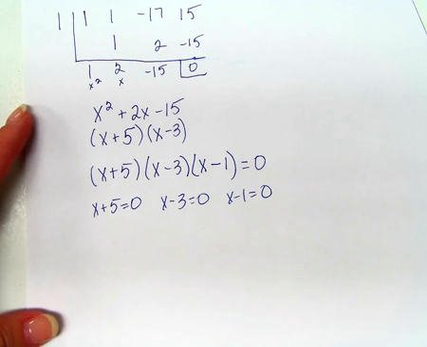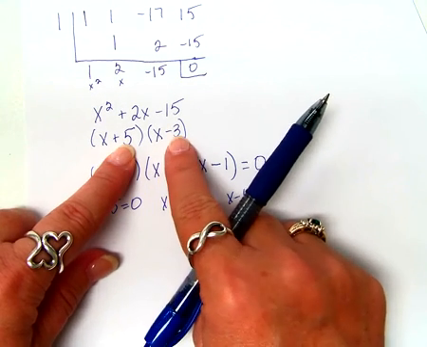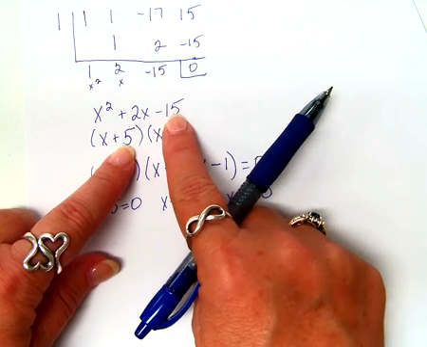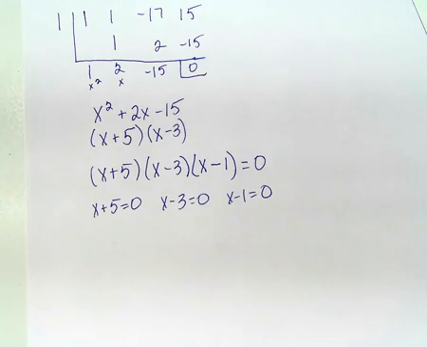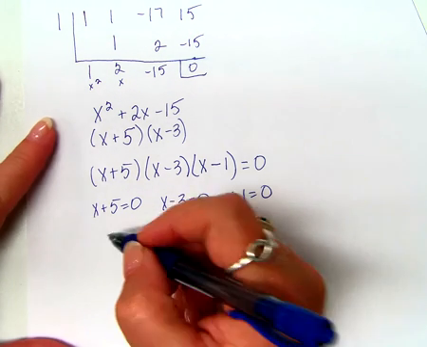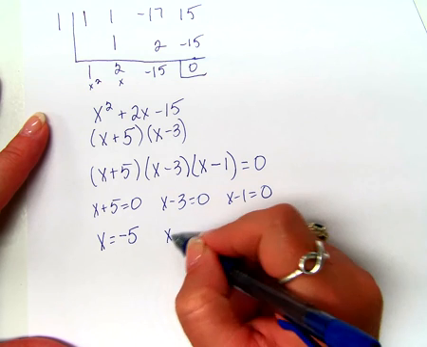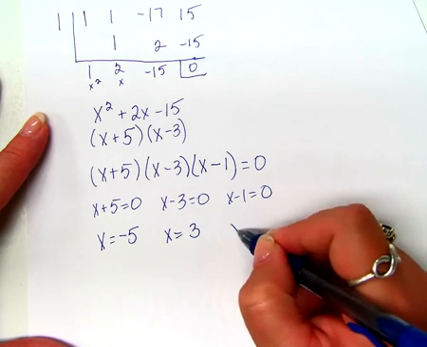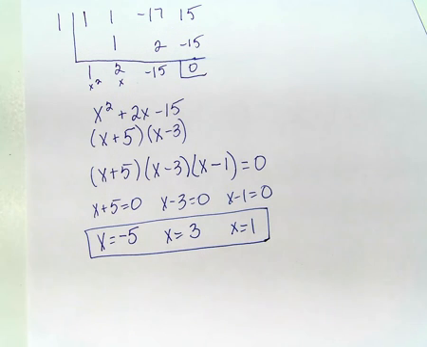Where did I get what? Because positive 5 and negative 3 multiply to be negative 15, and positive 5 and negative 3 add to be positive 2. That's the whole A, C, and B thing that we do. Okay? So x equals negative 5, x equals 3, x equals 1. Those are my solutions.